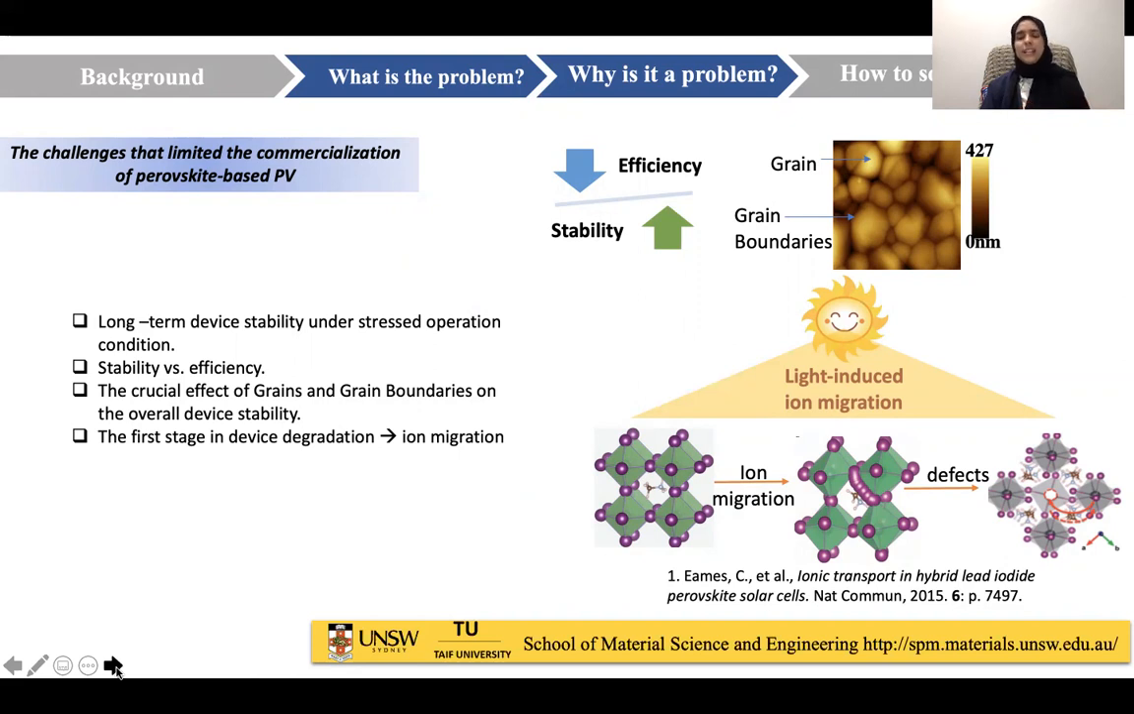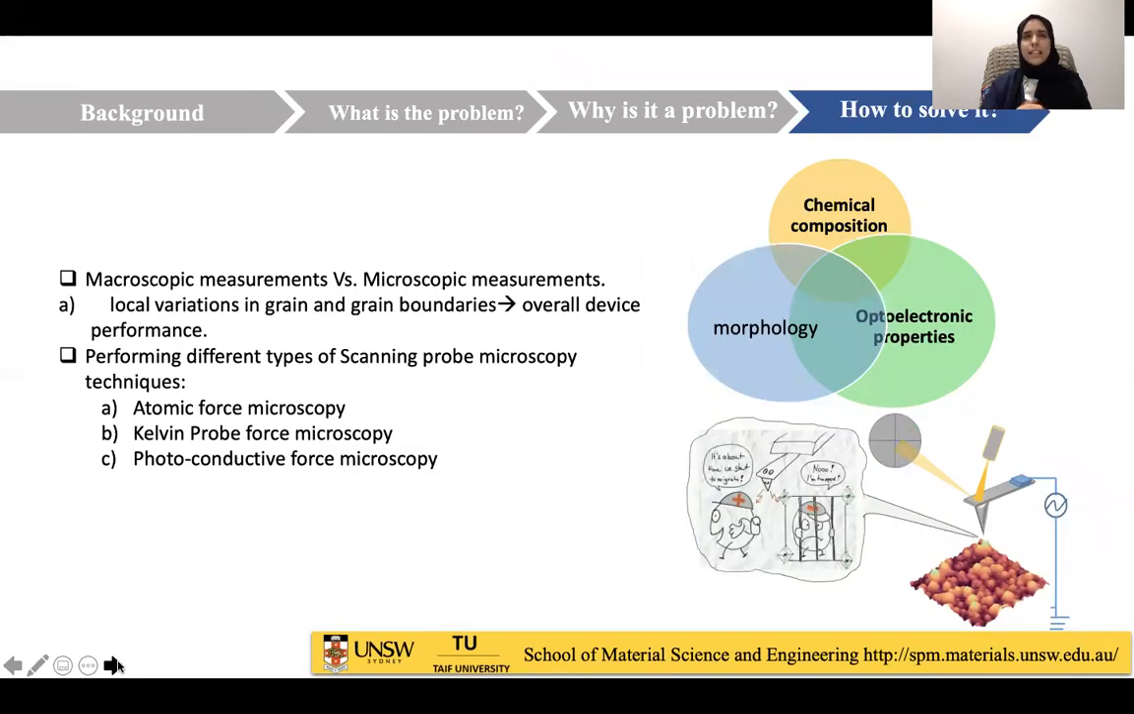Regarding device stability as well, several studies have shown that ion migration is the first stage of device degradation, and only nanoscale characterization can be used to study this process. Since conventional macroscopic measurement cannot infer how much variation exists from grain to grain and within one grain in perovskite materials, which is important to determine how local changes will affect the overall device performance, only nanoscale characterization can be used to investigate this aspect.